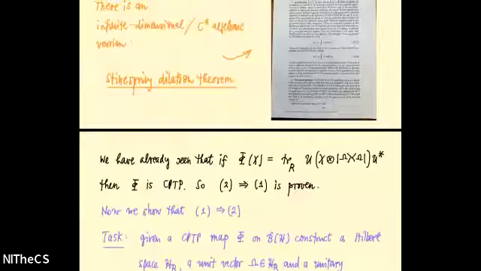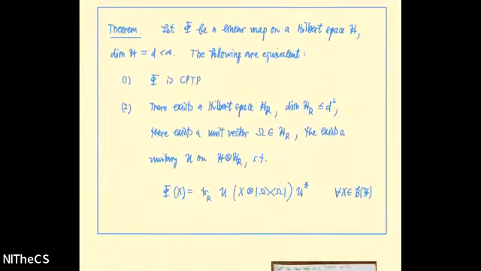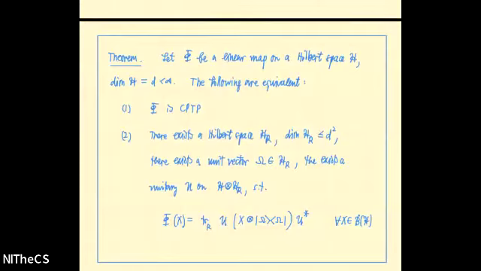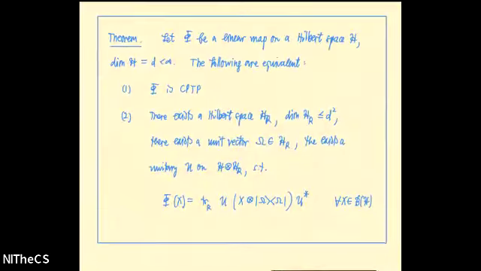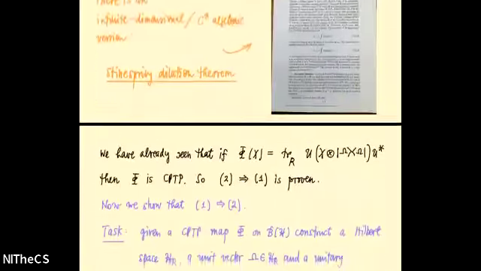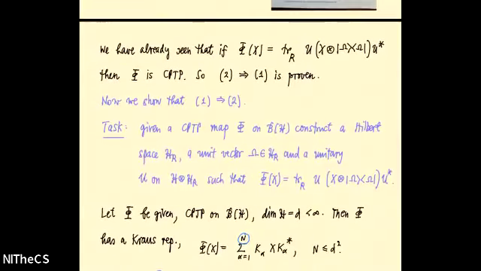Okay, so I'm going to tell you what the task is to prove this theorem, and then not do it. If you want to prove this theorem, once again, CP-TP is the same as saying you can construct a Hilbert space reservoir and a unitary so that the reduction to the original system is the map phi. We already have shown that if you have this physical representation, then it is CP-TP. So we only have to show, again, that if it's CP-TP, then you can construct a reservoir.